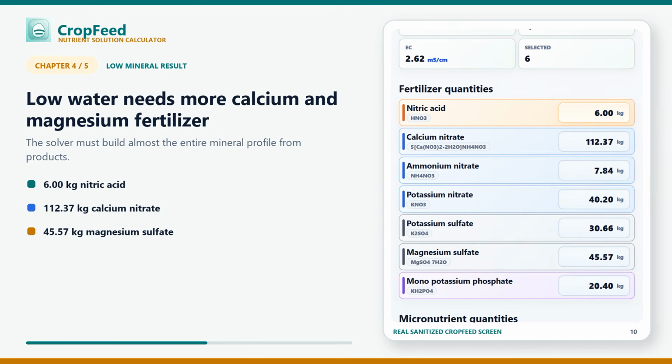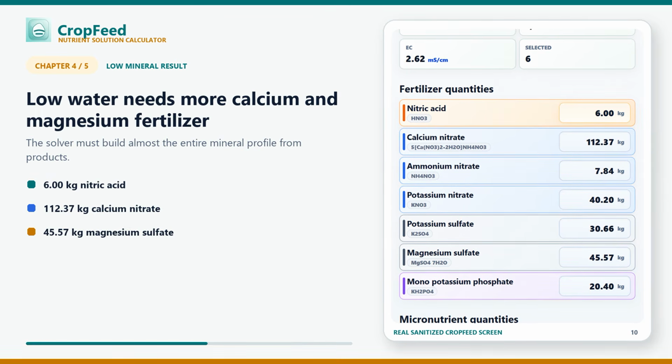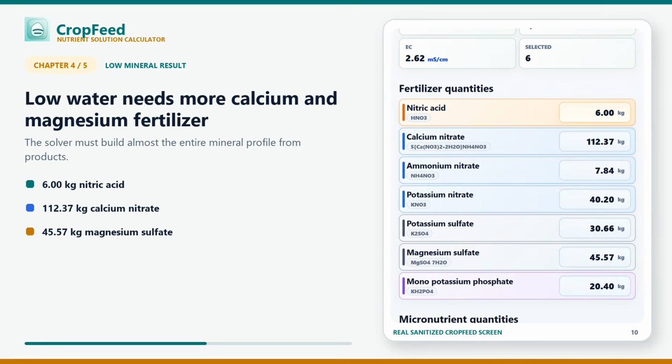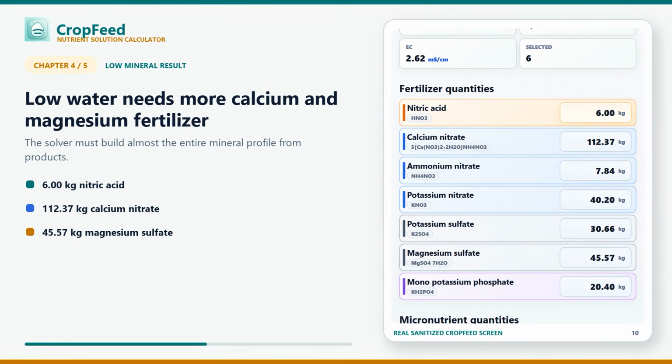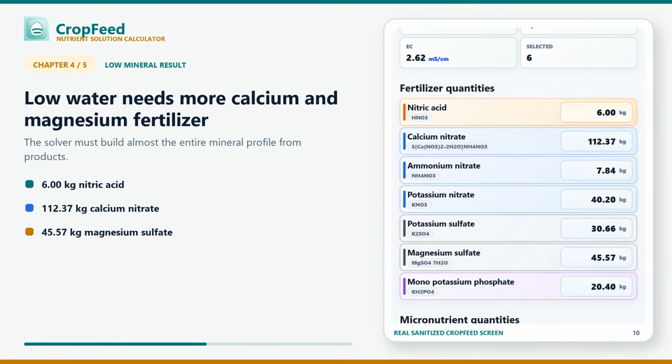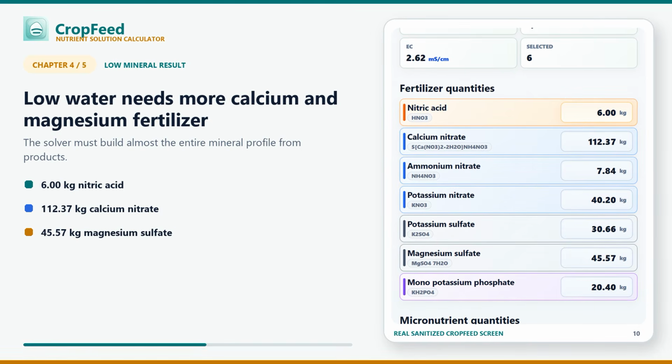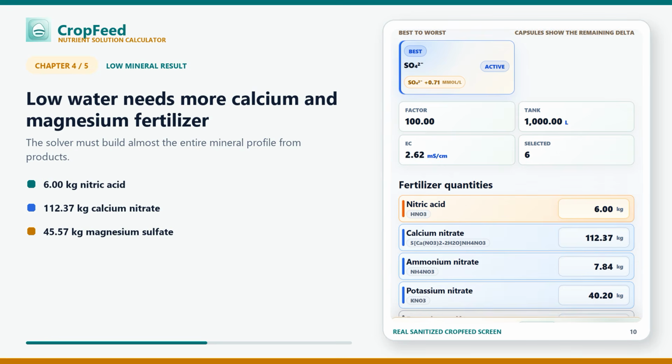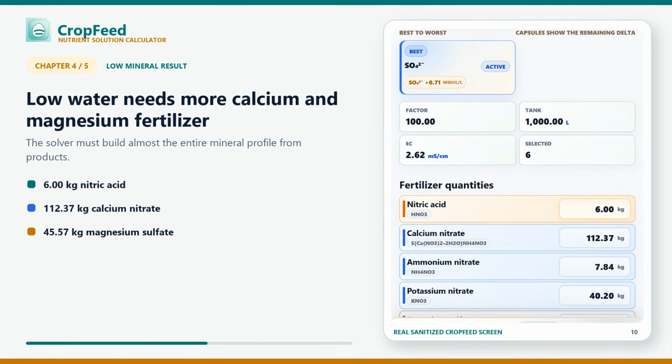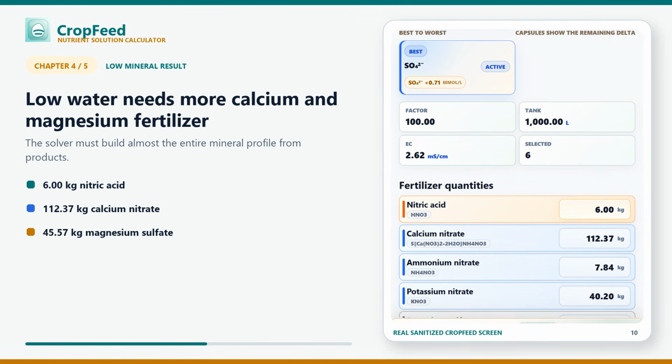With low mineral water, CropFeed calculates 6.00 kilograms of nitric acid, 112.37 kilograms of calcium nitrate, and 45.57 kilograms of magnesium sulfate. The low starting calcium and magnesium explain why these fertilizer quantities are high. The calculated final EC is 2.62 millisiemens per centimeter.